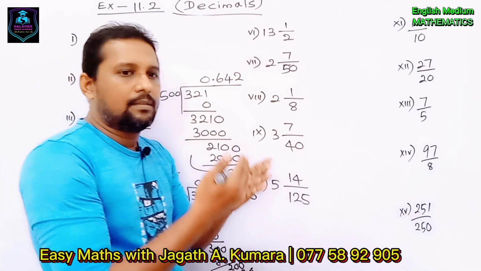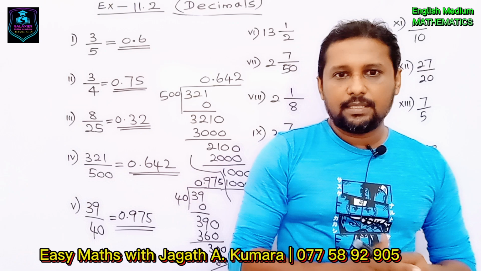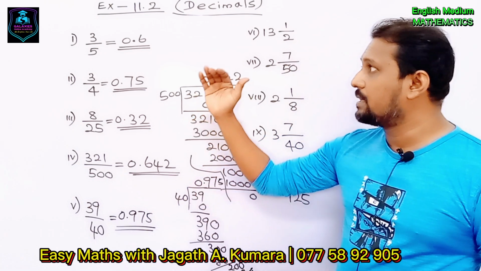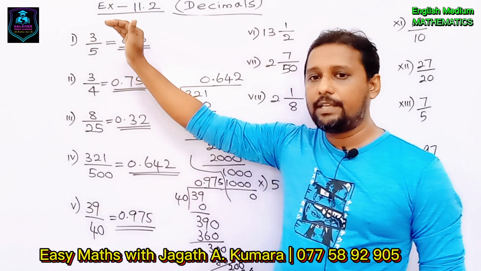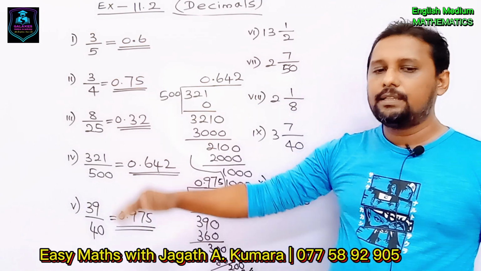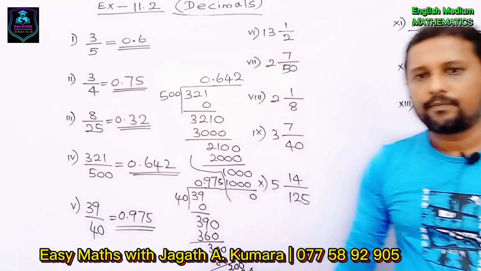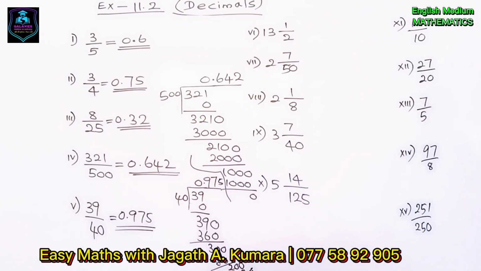Right, it is one method. You can convert fractions into decimals. The numerator value you can divide by the denominator, then you can get the answer. Then the next 5 parts I am going to discuss using another method.